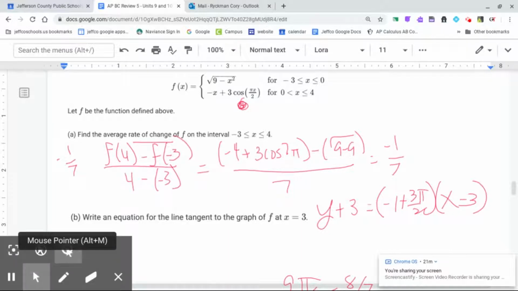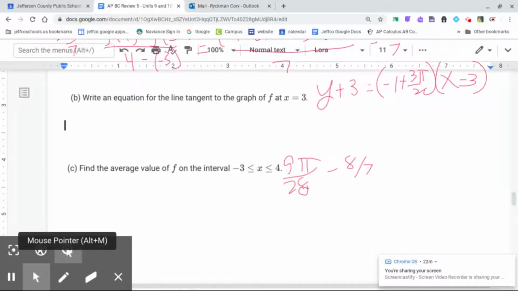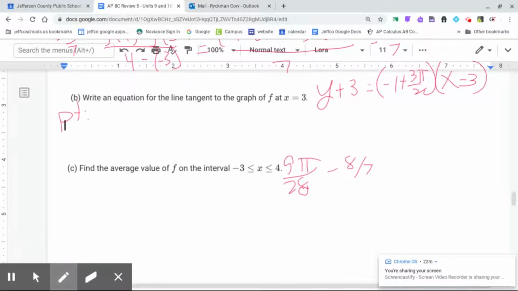All right. B, you need a point and a slope, and then point slope. The point is when x equals 3, f at 3 is the bottom function, so that's negative 3 plus 3 cosine of 3 pi over 2, which is just negative 3. So the point I'm working with is 3, negative 3.